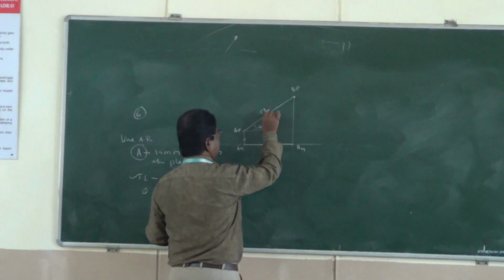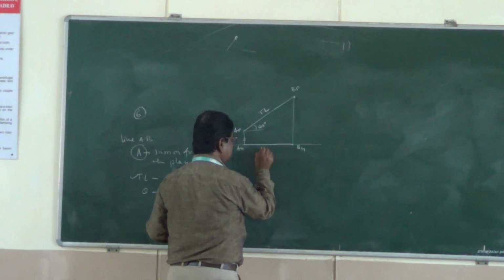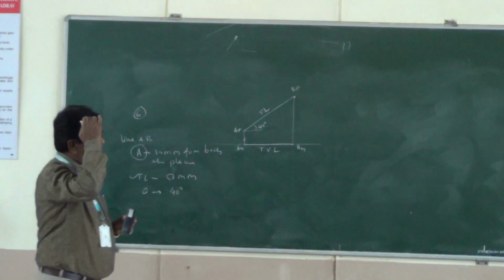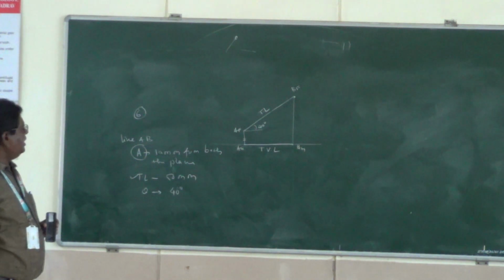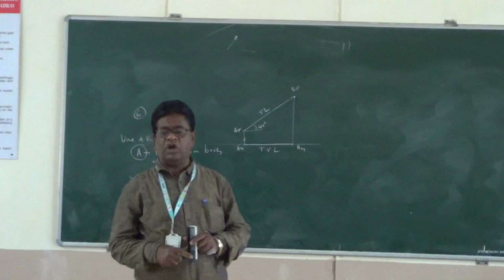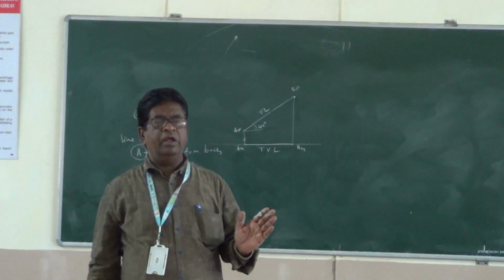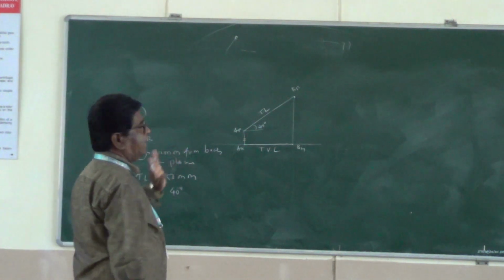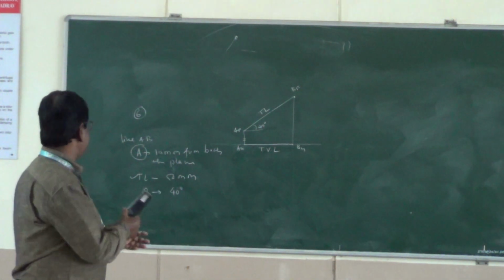Here it is called the TV. Okay? So what about this problem? When the line is on VP and parallel to VP, then their front view and top view come on this line.